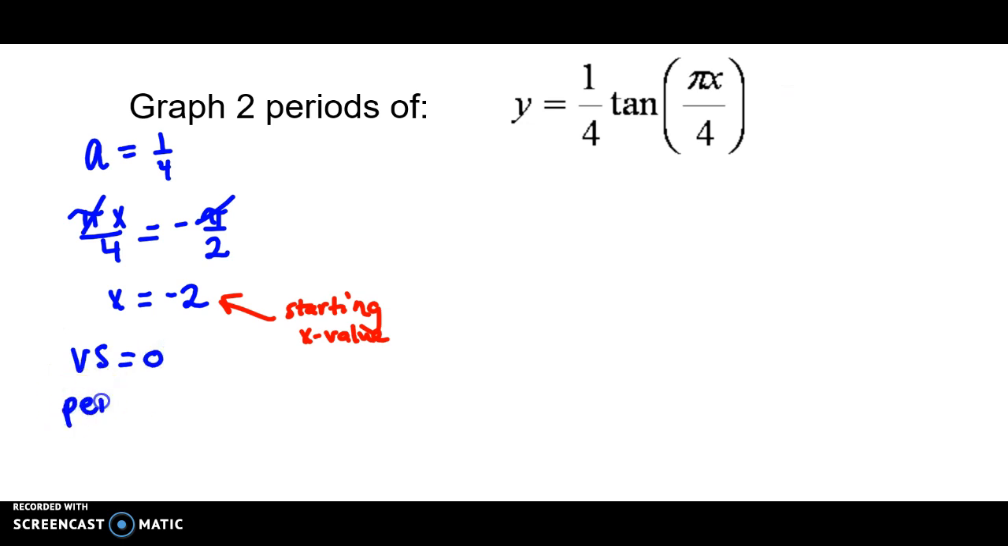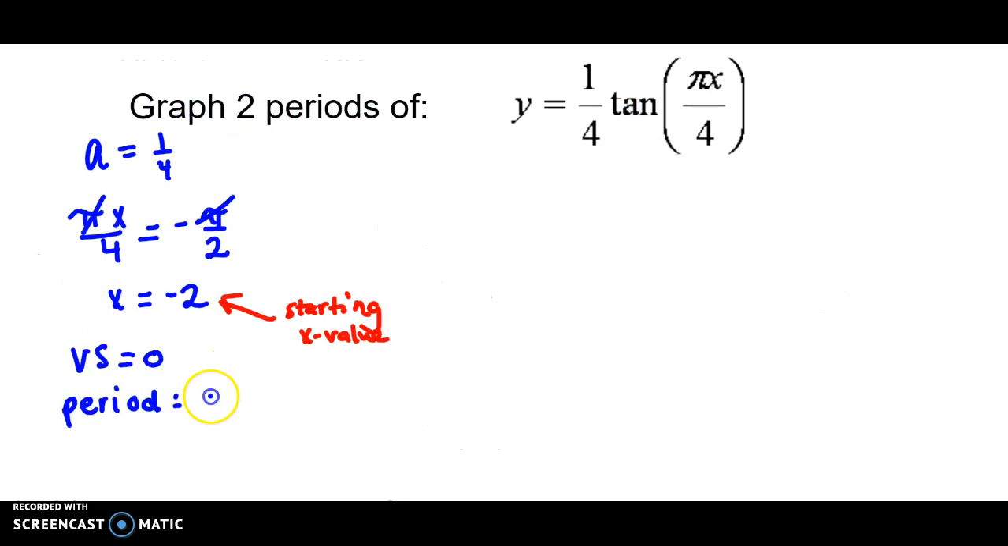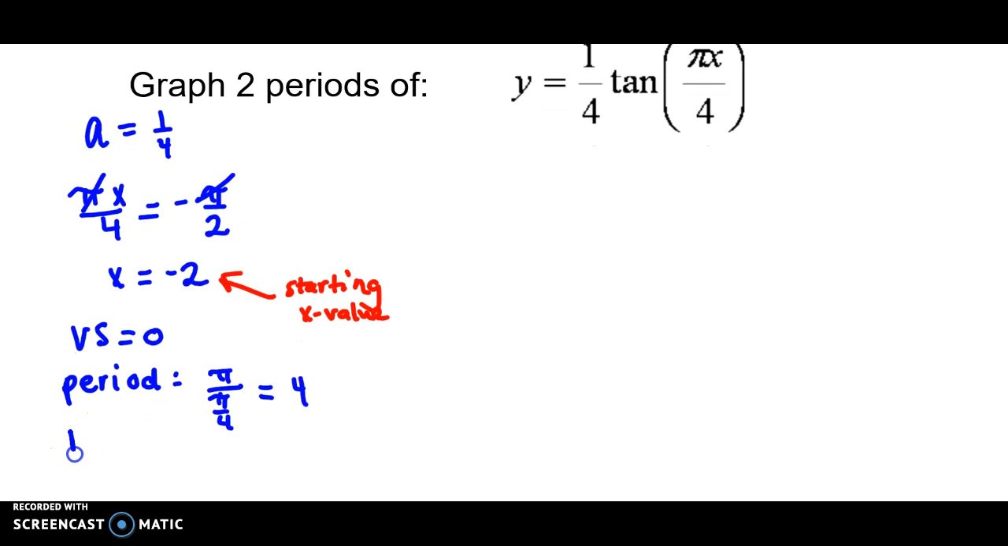Let's figure out our period. So remember, for the period, we said do pi divided by b, and b is that term that's multiplied to x. So I'm going to have pi divided by pi over 4, which gives me 4. And last but not least, we want to figure out what our intervals on the graph are going to be. Remember that that's just our period divided by 4, which in this case is 1. I'm pretty sure that's all we need.